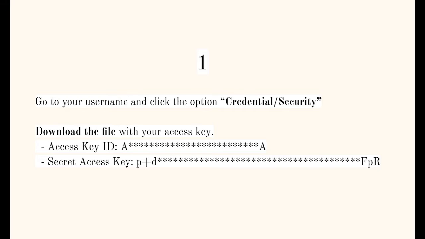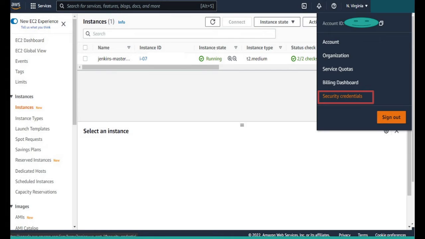Create an AWS access key. We need this access key to have permissions and to configure the AWS CLI. So you go to your username option, click on security credentials, and you download the file. Also you need to save your access key ID and your secret.